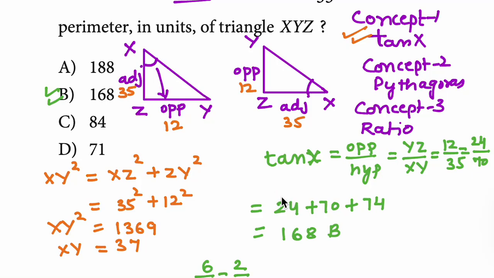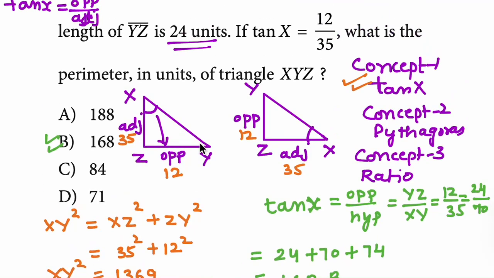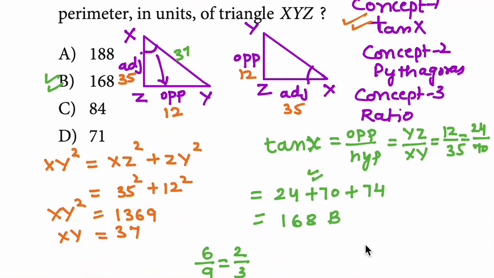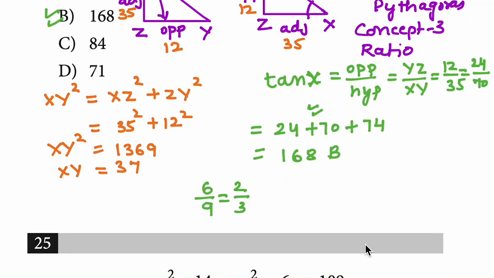Ratio. What is the meaning of ratio? That means if I am taking this triangle, this is the ratio. But if YZ is 24, the size of the triangle or the sides are double. So every side will be doubled. This is what I have used here. Double of 12 is 24. Double of 35 is 70. And the third one is 37, so that will be 74. And so B is the right option, right?